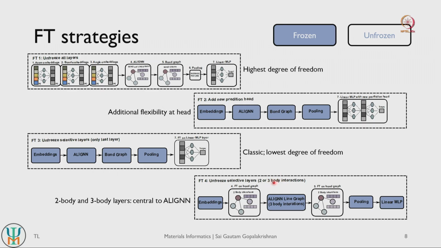terms, to see how important these 3 body interactions are in terms of the final predictions that the graph model actually yields, right. So these 2 body and 3 body layers are basically central to the ALIGNN architecture itself, so we just unfroze those 2 layers to see how accurate the models actually get. So again this strategy here provides an intermediate degree of freedom between these 2 strategies, right.